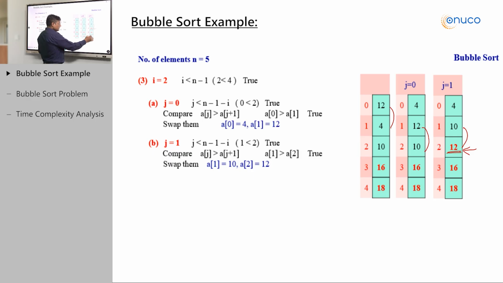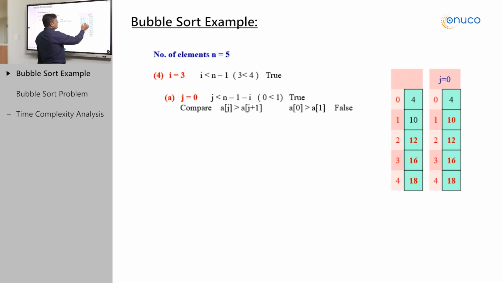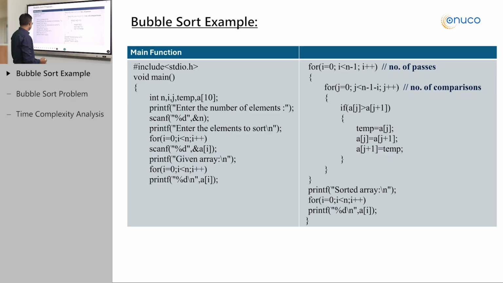So 18, 16, 12. Now in the last iteration we have 4 and 10. We are going to compare 4 and 10. Since 4 is lesser than 10, no need of swapping it. It means 10 is already sorted. So in that case, we can see that this particular set of elements is in ascending order. Every element is already sorted.